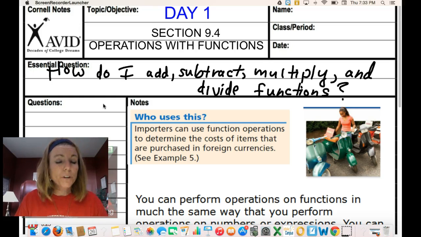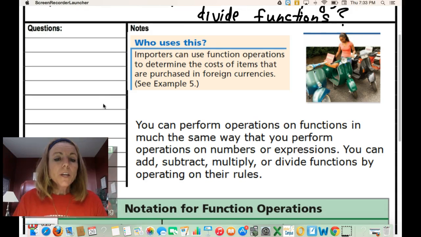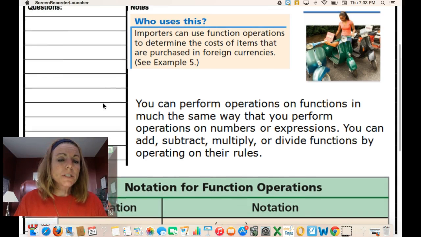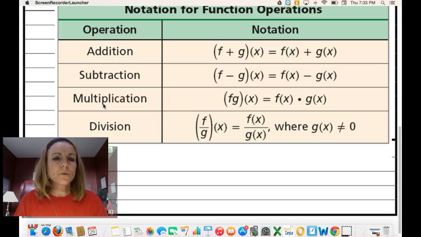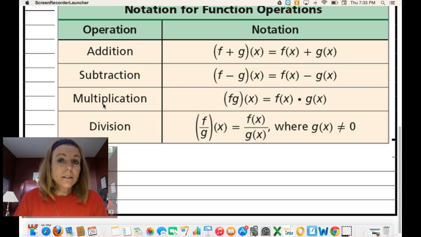purchased in foreign currencies. You can perform operations on functions in much the same way that you perform operations on numbers or expressions. You can add, subtract, multiply, or divide functions by operating on their rules. We'll go over what we mean by that. Let's scroll down though. When we are adding two functions together, we are going to just add like terms.